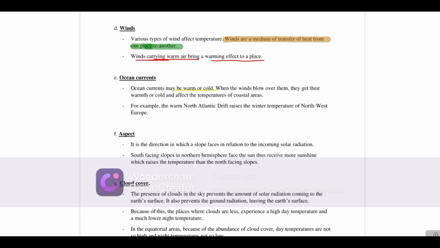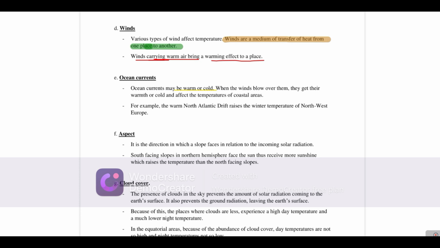Let's now look at an example: the warm North Atlantic Drift raises the winter temperature of Northwest Europe. We also have some examples in Africa. We have the Namib Desert in Namibia, and the Kalahari, in the south of Africa, and some others.